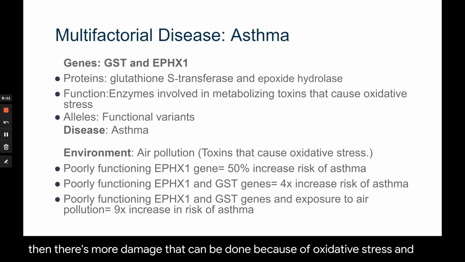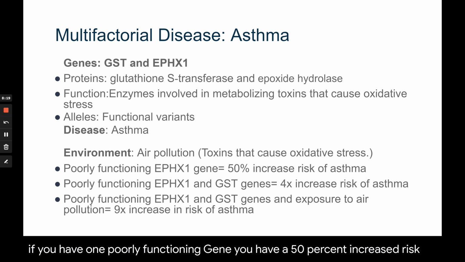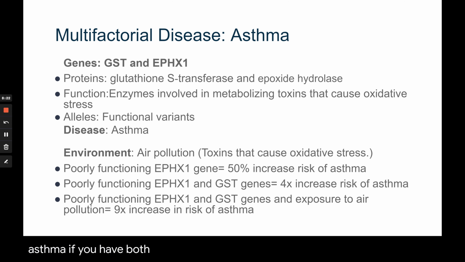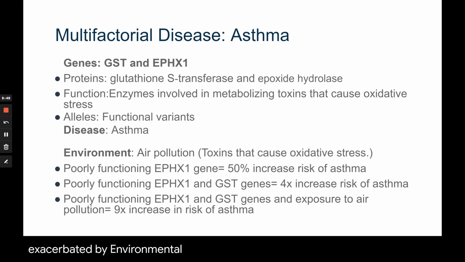And so if you have one poorly functioning gene, you have a 50% increased risk of asthma. If you have both poorly functioning genes, your risk increases by 4 times. But then if you have both non-functioning or poorly functioning antioxidant genes, and you're exposed to air pollution, your risk increases by 9-fold. So this is just one example of how genetic susceptibilities can be exacerbated by environmental exposures.